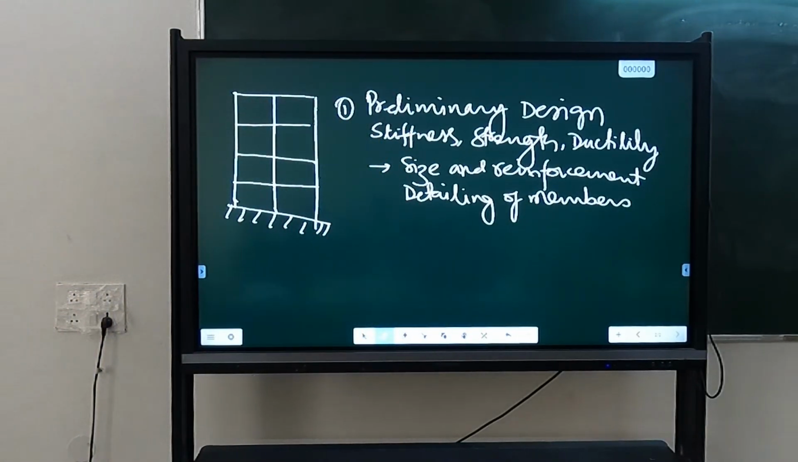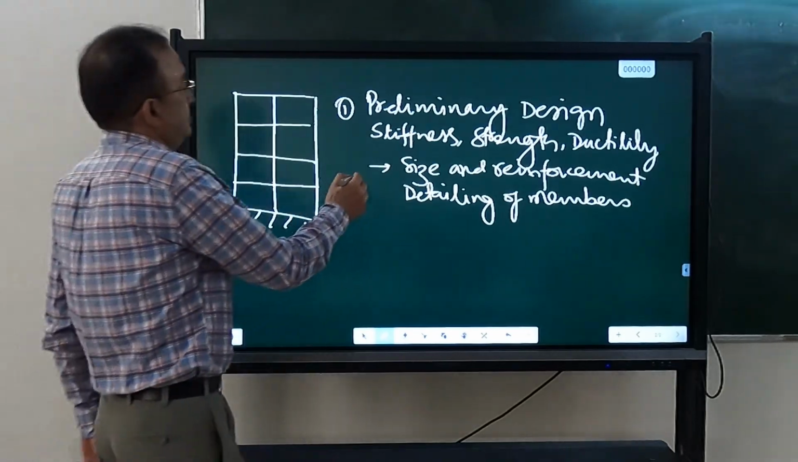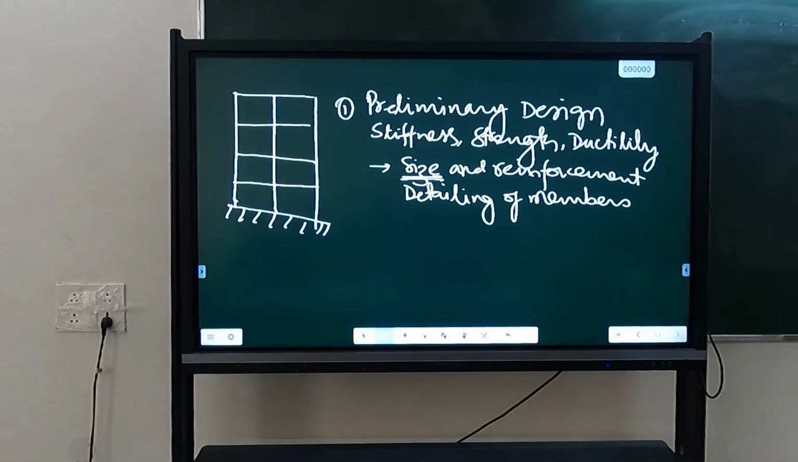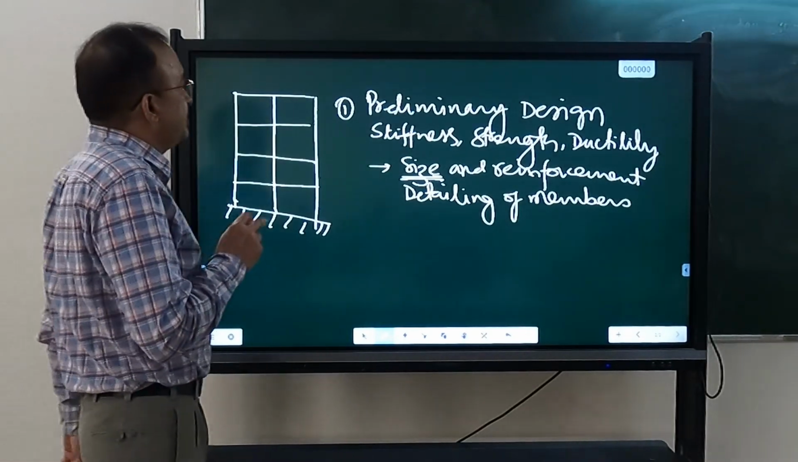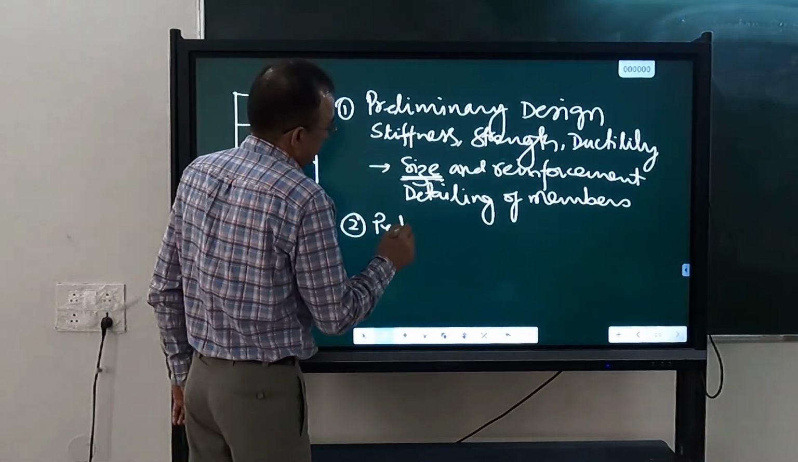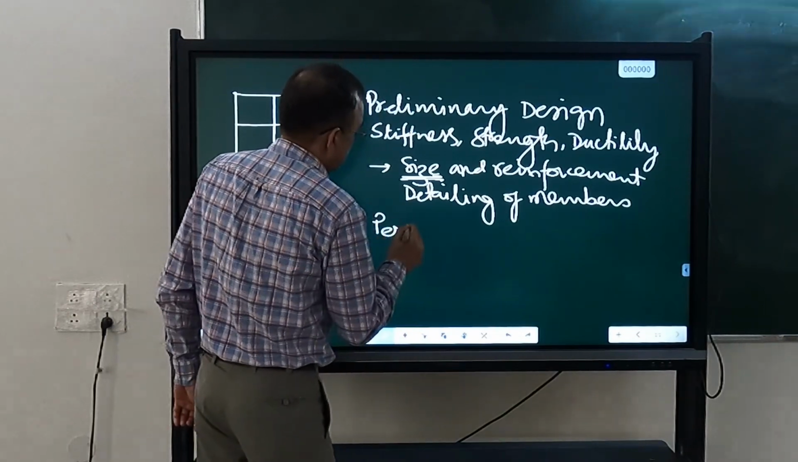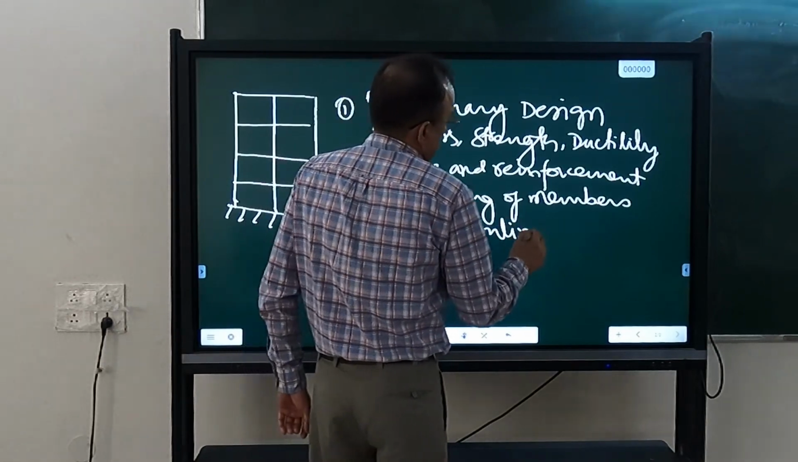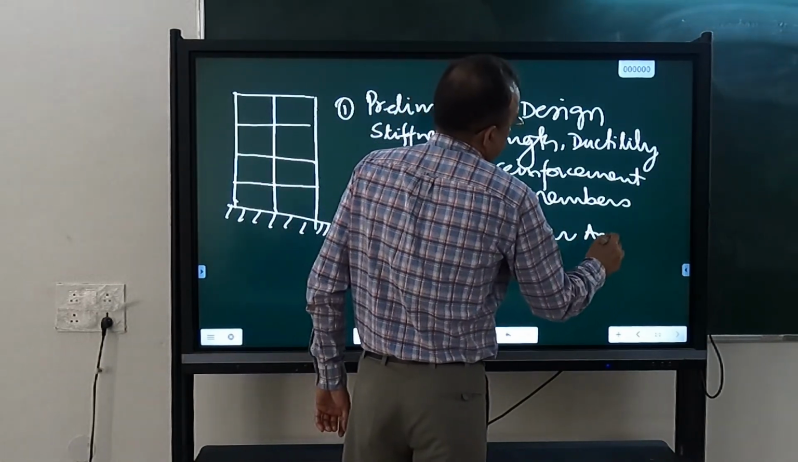Okay. In code-based method, you require only size of the members. There also, for calculating time period and distribution of the forces, you need a preliminary design. But for that preliminary design, you need only size. Reinforcement is not needed. Here, you need size as well as reinforcement. Then you will perform nonlinear analysis.